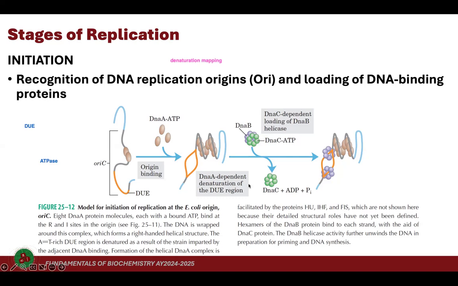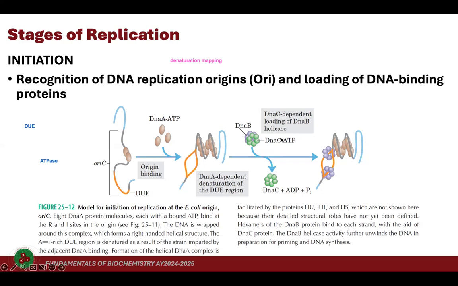So as you can see here, the term is denaturation because you are trying to break the interaction of the two strands of your DNA. Now, once this is achieved, the next step would be the loading of your helicase. So we have here DNA B, which is a helicase, and DNA C. DNA C acts like a delivery molecule. So its purpose is just to deliver the helicase. Okay, so it should deliver 2 helicases for each replication fork.